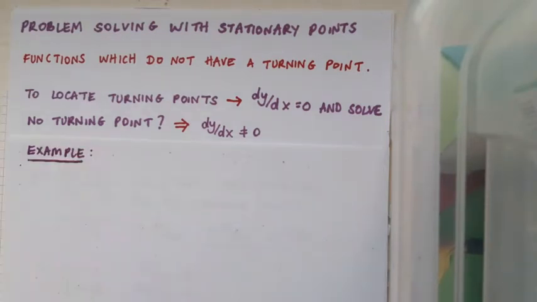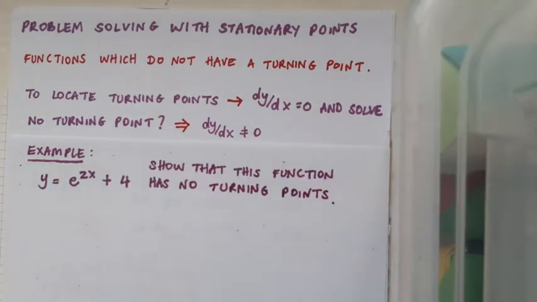In the last video, we looked at an example where there was a fraction, and we were able to show that because the numerator wasn't 0, there was no possibility of a turning point. But this time we're going to look at a slightly different example. In this question, our function is y equals e to the 2x plus 4, and we want to show that the function has no turning points.